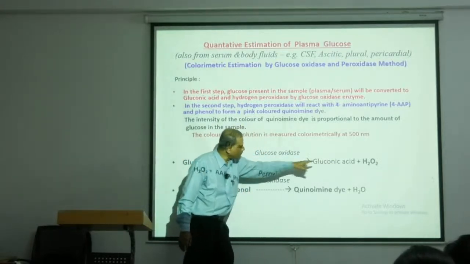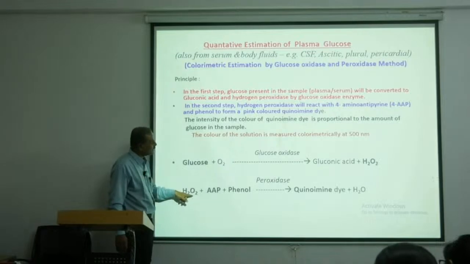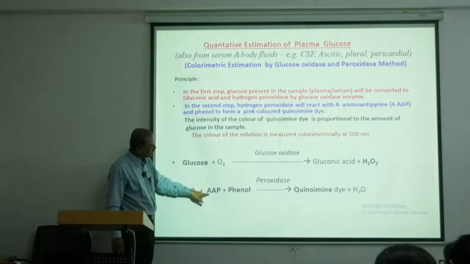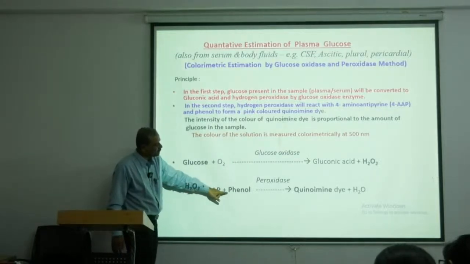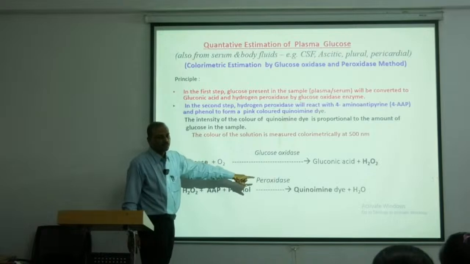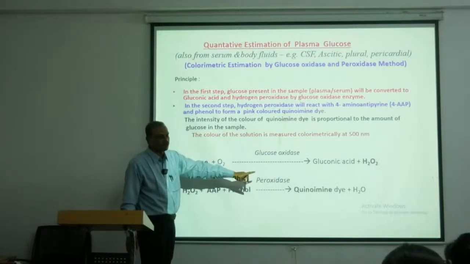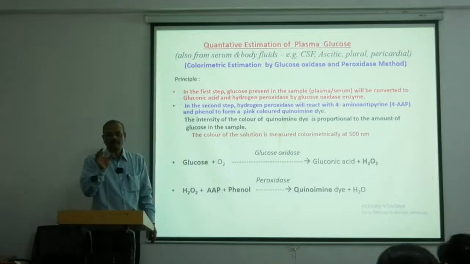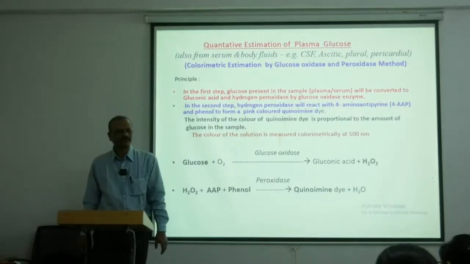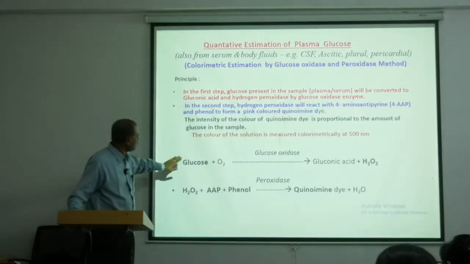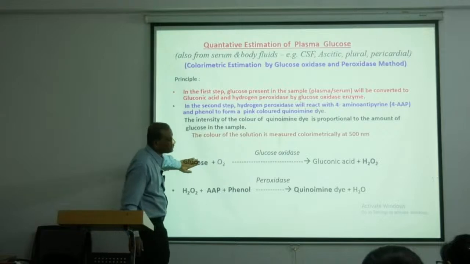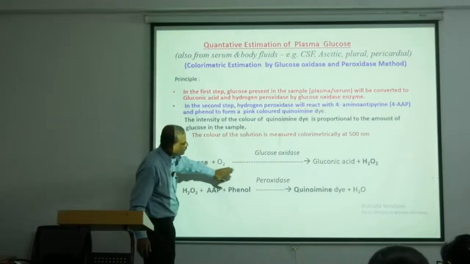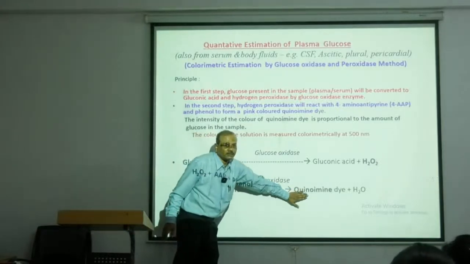Now we are taking hydrogen peroxide from the first reaction and we are allowing it to react with aminoantipyrine and phenol to form a pink colored compound, quinonimine dye, with the help of enzyme peroxidase. That dye will form a color. So the amount of glucose which is present will be proportional to the amount of quinonimine dye.